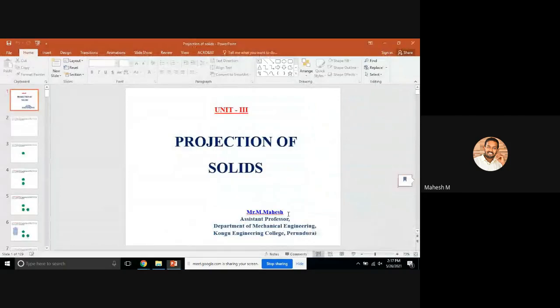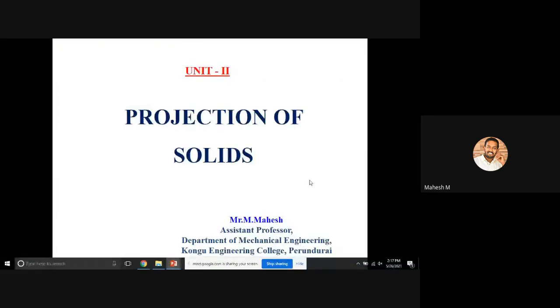Okay. So this is our, sorry, it is actually the second unit. It is not the third unit. Projection of solids. So this is our heading, projection of solids. In this topic, we will be discussing different inclined planes. Here we'll be discussing both the inclined condition and also the single inclined condition.